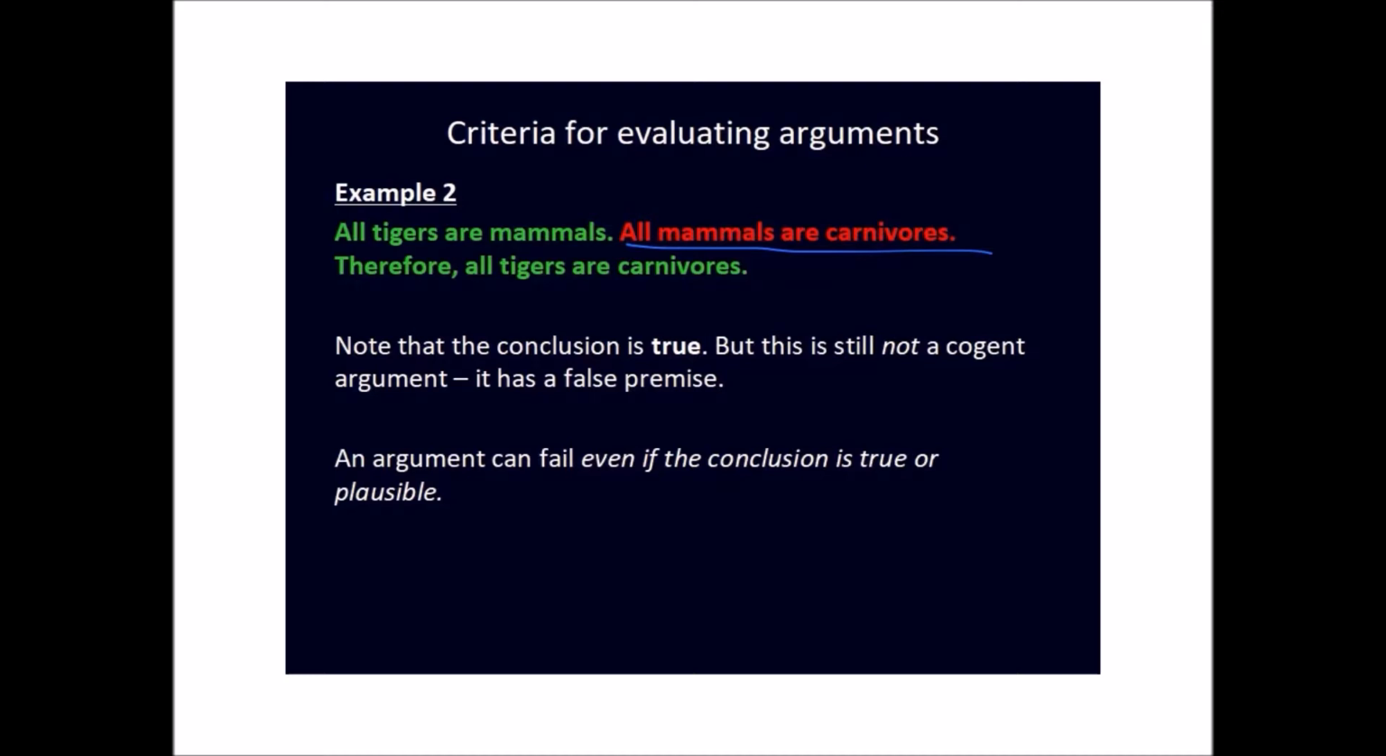One more point to notice about this is that, of course, the conclusion is true. Tigers really are carnivores. And this illustrates a very important point. You can have a bad argument for a true conclusion. This is not a good argument, not a successful argument. But it would be a mistake to infer from that that the conclusion was false, because the conclusion is true. So an argument can fail to be sound or cogent even when it has a true conclusion. So just because you've got a bad argument, you shouldn't make the inference from that therefore the conclusion is wrong. It's just that the argument doesn't prove the conclusion.